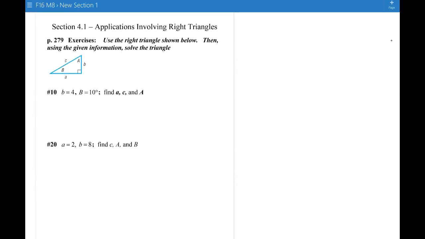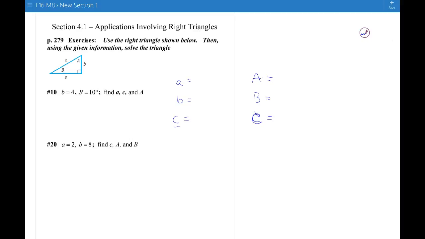So here are some exercises, and we're going to use the right triangle shown below, and then using the given information, solve the triangle. I'm going to ask you to write little a equals, little b equals, little c equals, capital A equals, capital B equals, capital C equals for each of these problems. And make sure you can tell the difference between your capital C and your lowercase c. You might make them look a little different somehow or exaggerate small and large to make sure you're very clear on which one is the side length and which one is the angle measure.